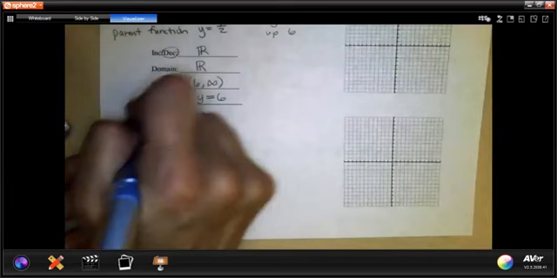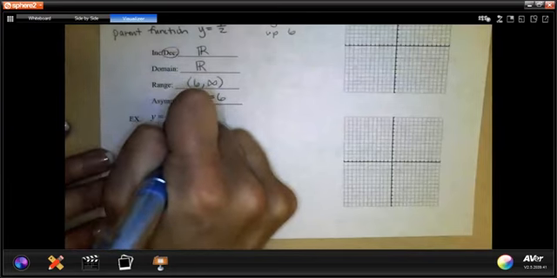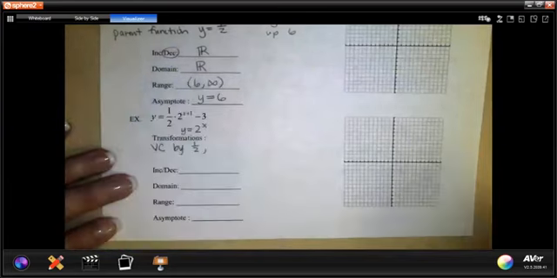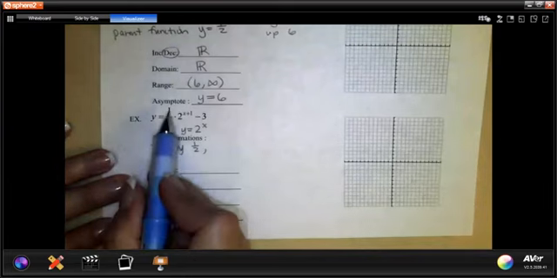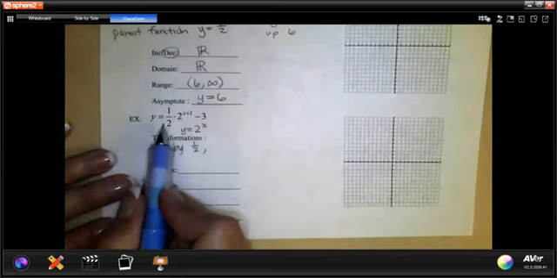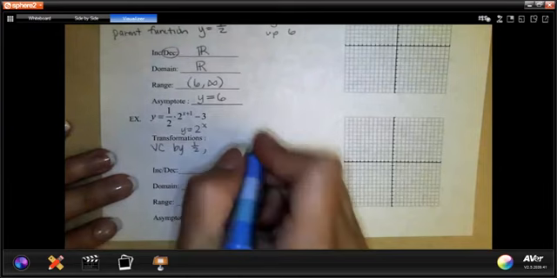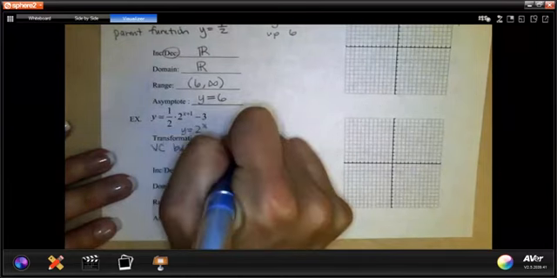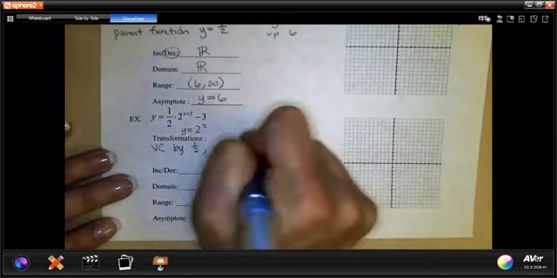So we have a vertical compression by 1/2. That's what this a value does. Remember, between 0 and 1, it's a vertical compression. The x plus 1 takes it to the left 1, and then the minus 3 takes it down 3.